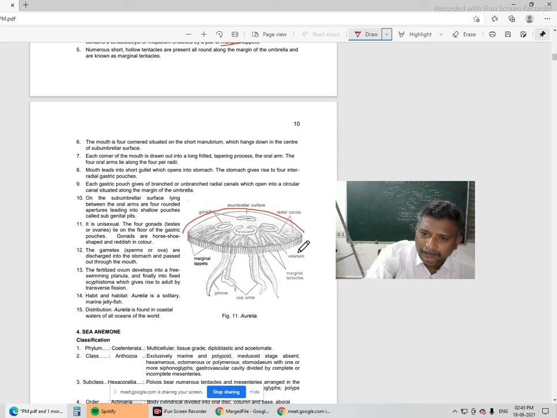Okay. Now this is the velum. A layer is there. Look, I am drawing this layer on top. That layer is nothing but known as a velum. 1 2 3 4 gonads are there. This surface is called ex-umbellar surface.